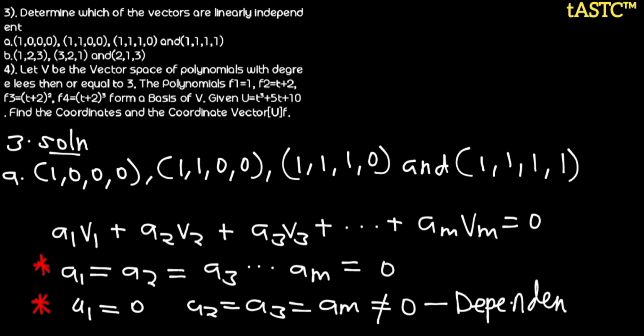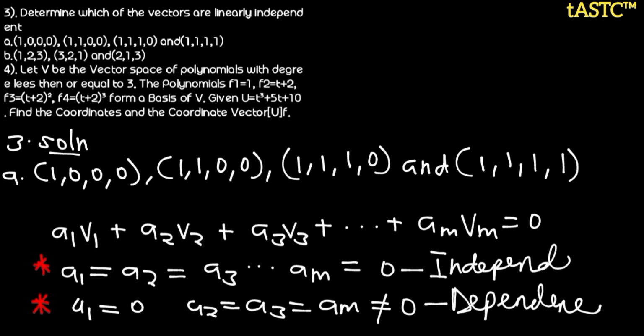so I'm just going to rewrite this. If you want to have linear dependence, that is going to be as a result of the fact that not all the scalars should be equal to 0. Here we're going to have a linear independence because we have all the scalars equal to 0. So this is going to be independence.